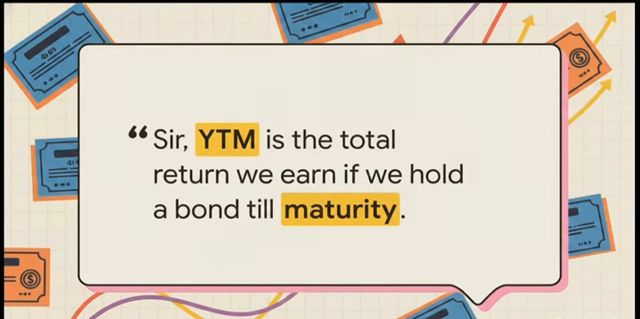An analyst pipes up and nails it, saying, "Sir, YTM is the total return we earn if we hold a bond till maturity." Exactly right. And if you take that specific YTM for bonds across a whole bunch of different maturity dates and plot them together, boom. That collection of individual YTMs is exactly what creates the yield curve.